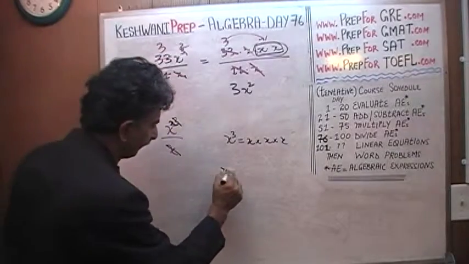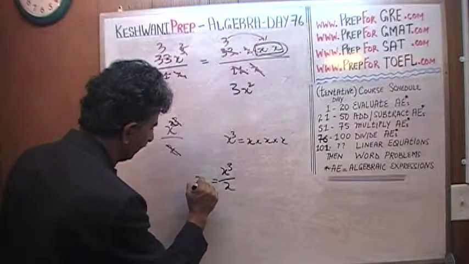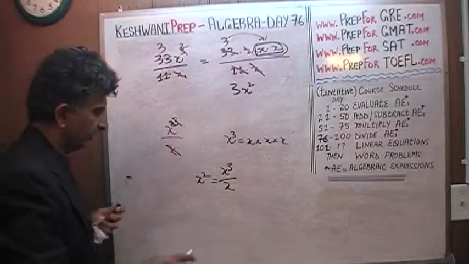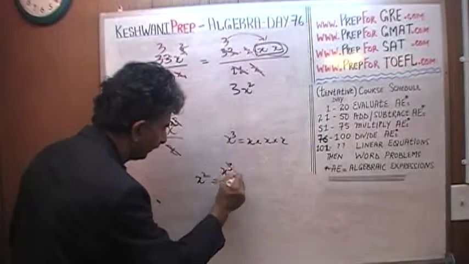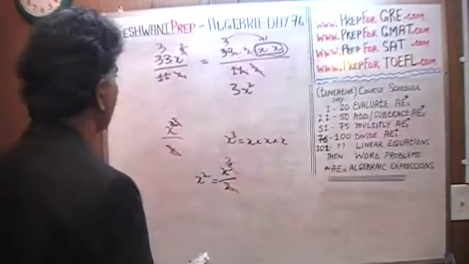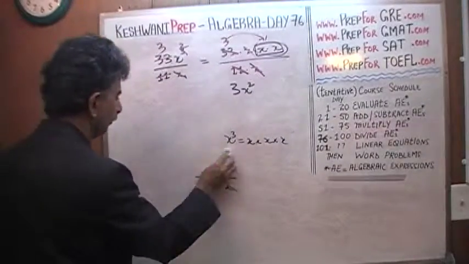Or you can do it like this. X cubed over x equals x squared. So that's what we did here. This x cancels out, and this cube becomes squared. That's it. That was the answer. Answer is 3x squared. Let's do the next one.